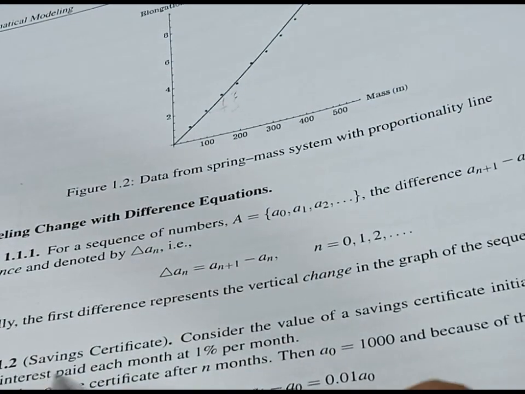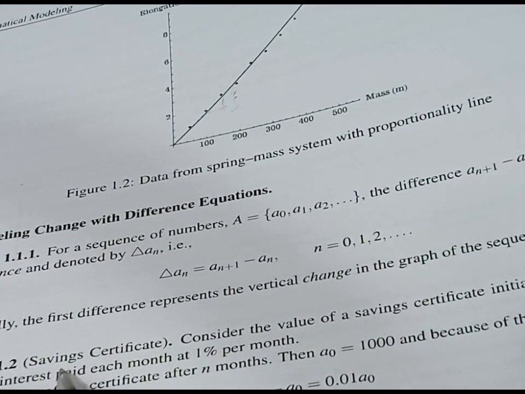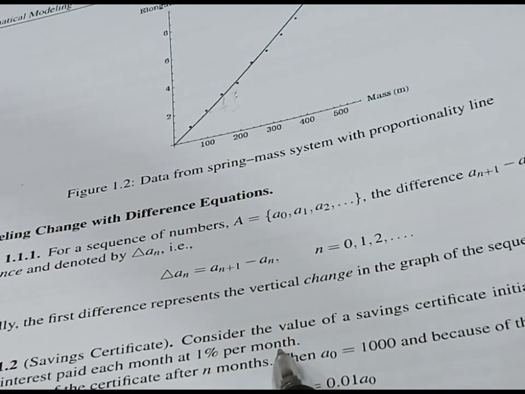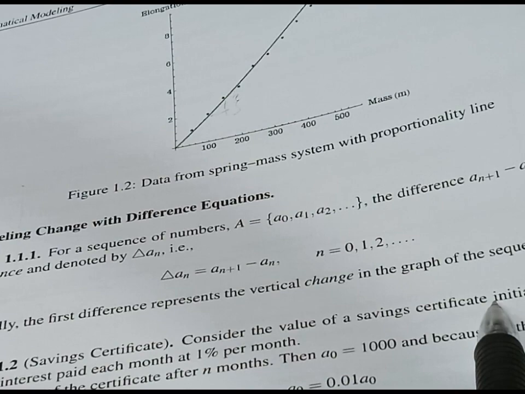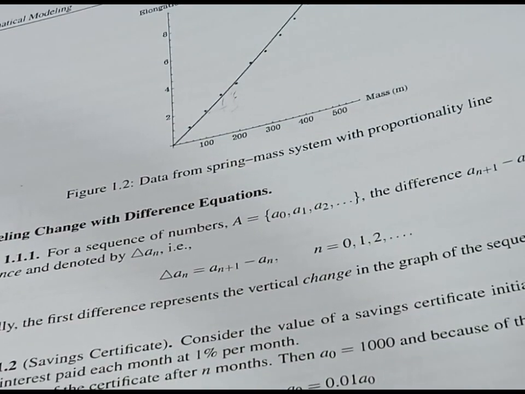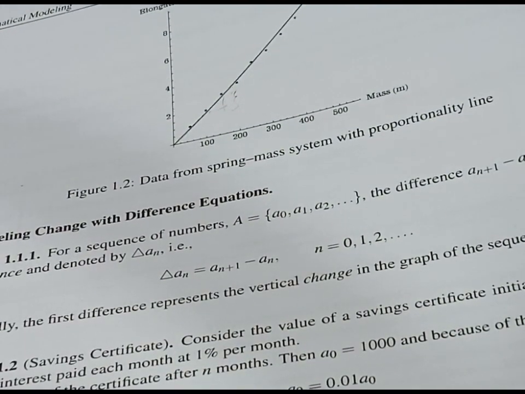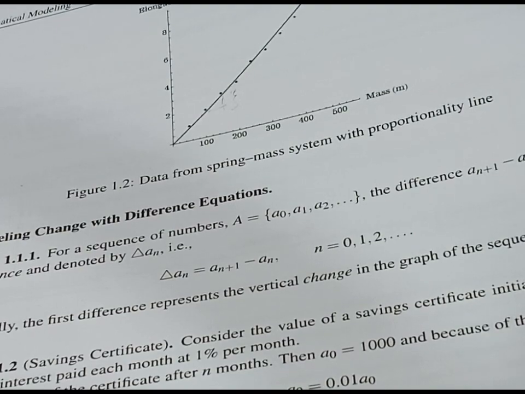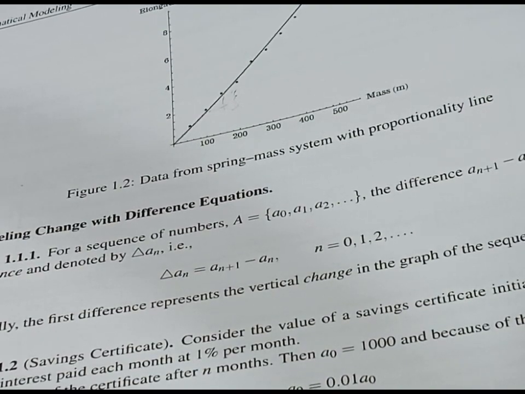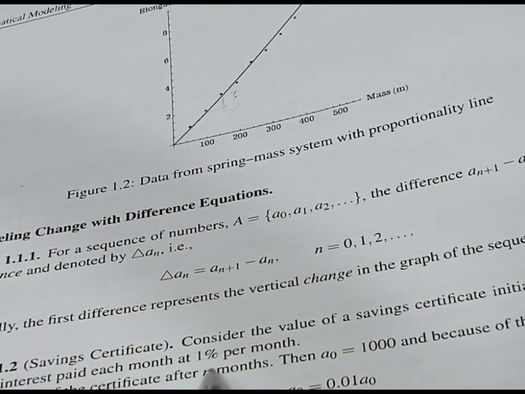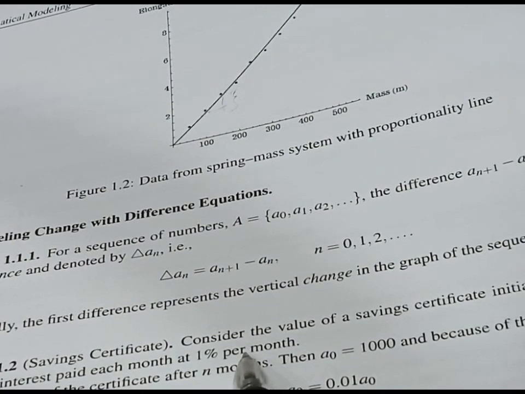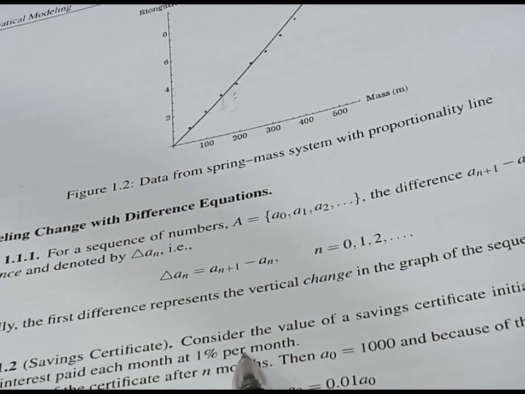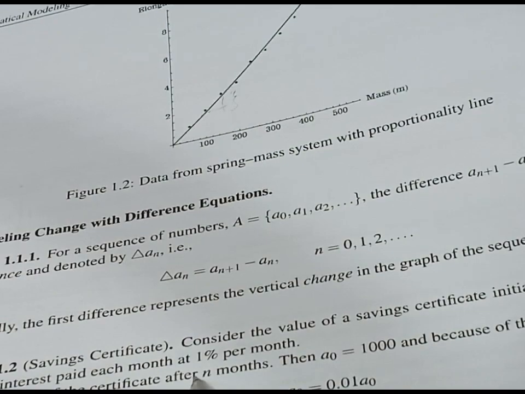Alright. Okay, we take this example. Example of a saving certificate. Consider the value of a saving certificate initially worth $1,000 that accumulates interest paid each month at 1% per month. So we are going to model the difference made by this problem monthly. So what will be the difference equation? We are going to model this problem.